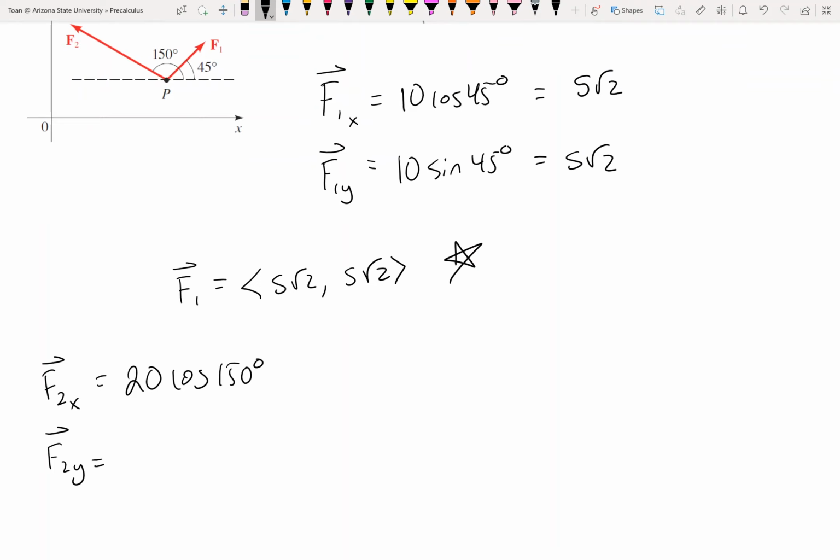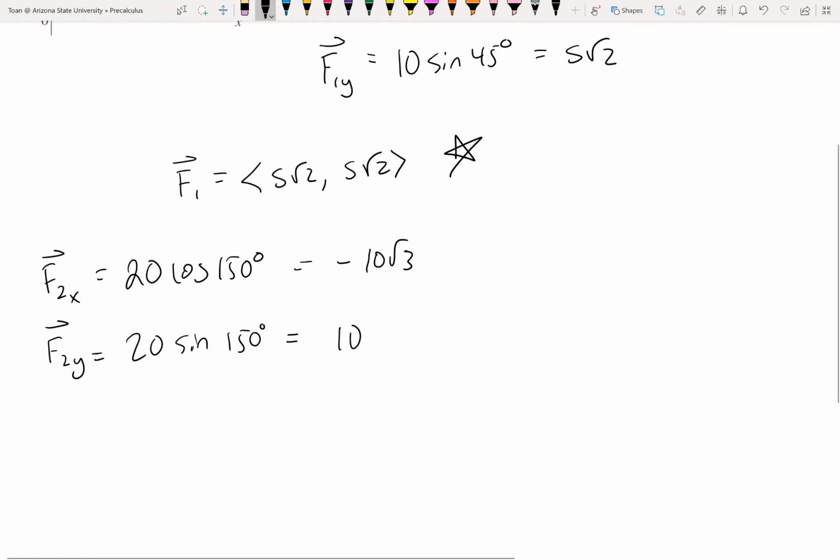F2y is magnitude sine of 150 degrees. And again, 150 is special, so you should be able to figure that out. So reference angle 30, second quadrant. What is that going to be? That's going to be negative, because it's in the second quadrant, 10 rad 3. And this is going to be positive 10. So all this work says the second force is negative 10 rad 3, comma 10.